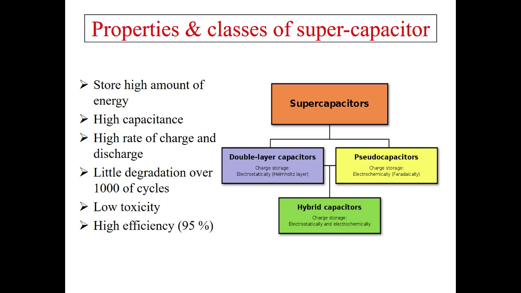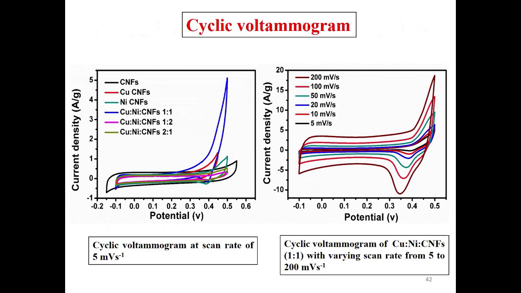Properties and classes of supercapacitor. These are the types of the supercapacitor. There are two types: double layer capacitor and pseudocapacitor. When we combine both the double layer capacitor and pseudocapacitor, it forms the hybrid capacitor. These are the properties: stores a high amount of energy, high capacitance, high rate of charge and discharge, little degradation over 1000 cycles, low toxicity, and high efficiency, that is 95% efficiency.